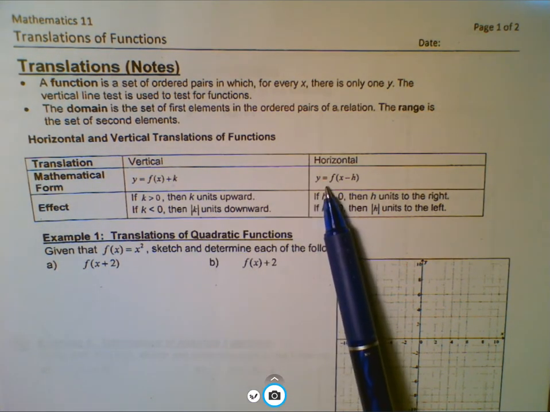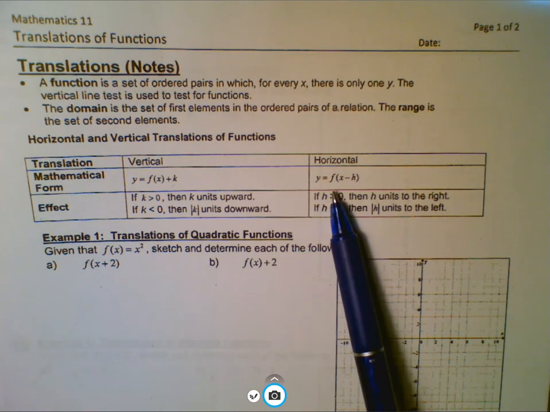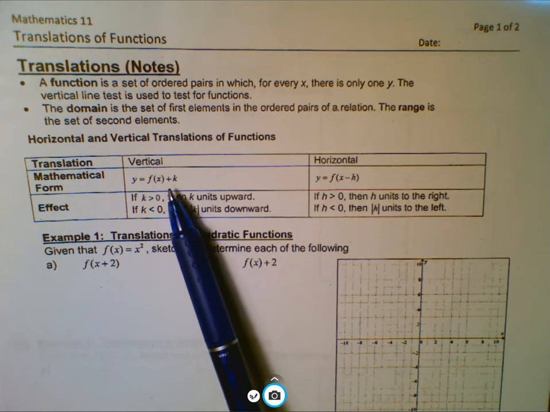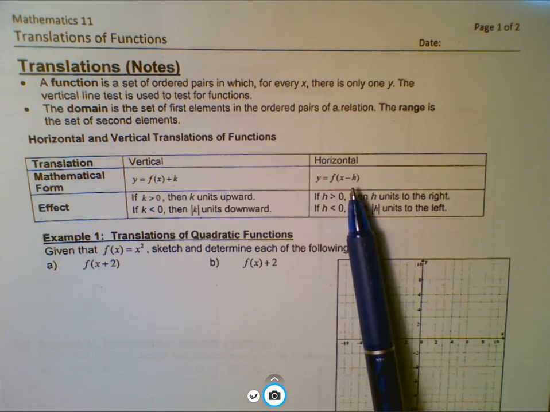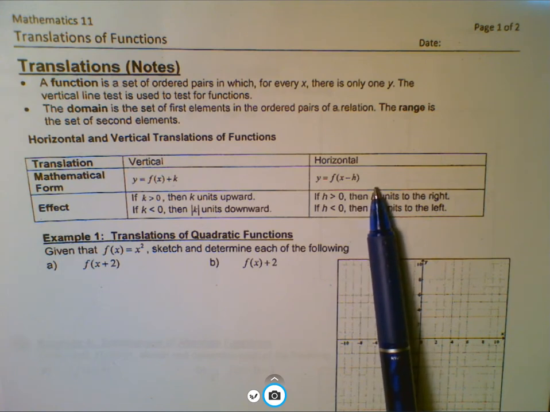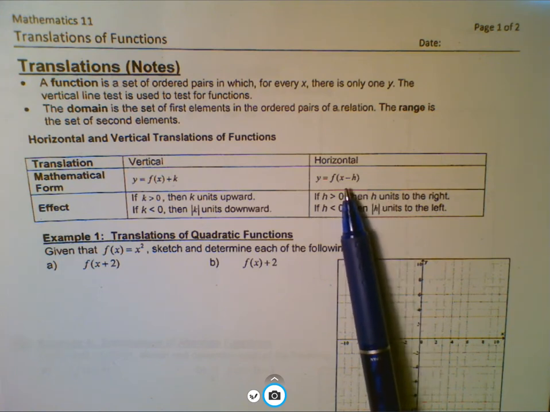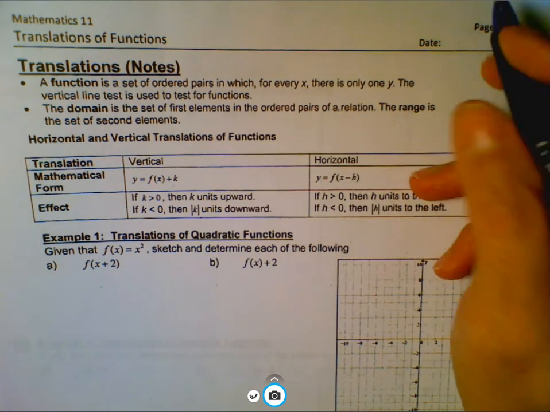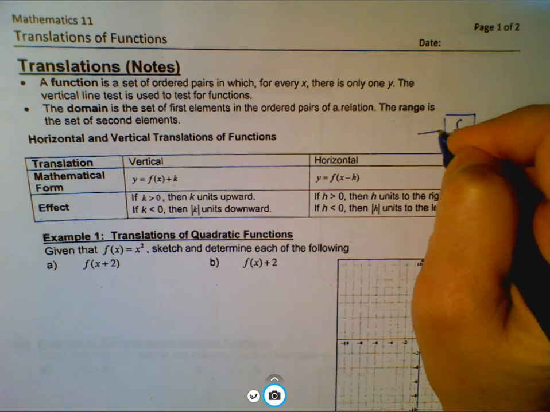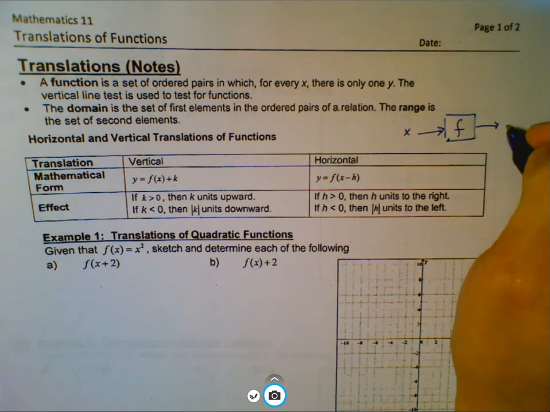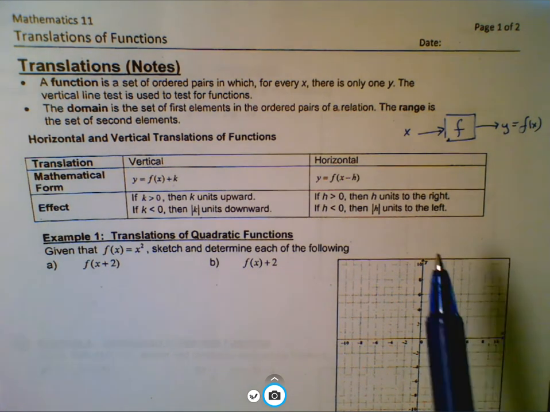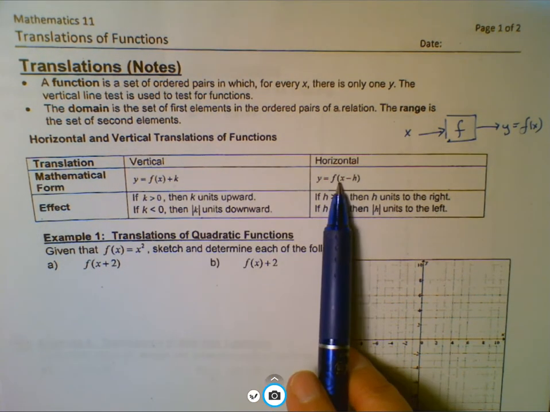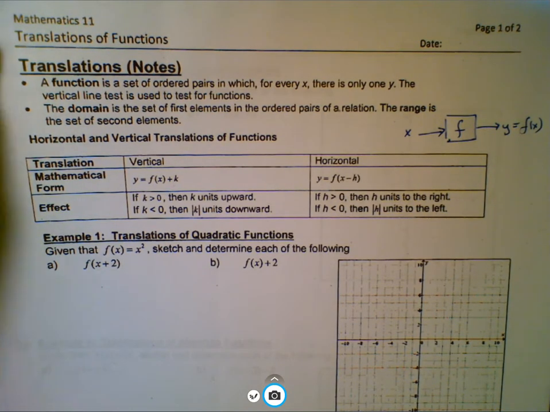Now, if we look at this one, we are not changing the output like we did here, we're changing the input. So imagine keeping all of the y's the same. What would happen to the x's so that this input produces the same y's as before? Remembering the function machine, your x is your input, your f of x or your y is your output.